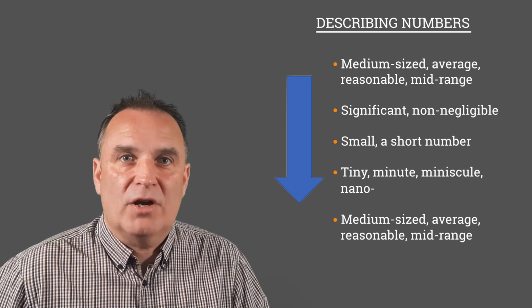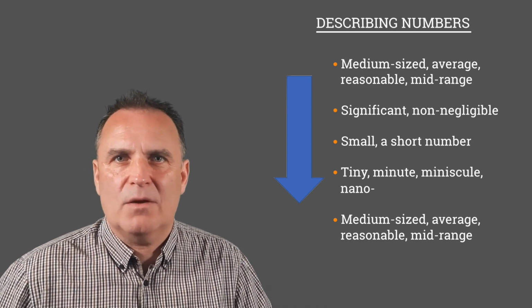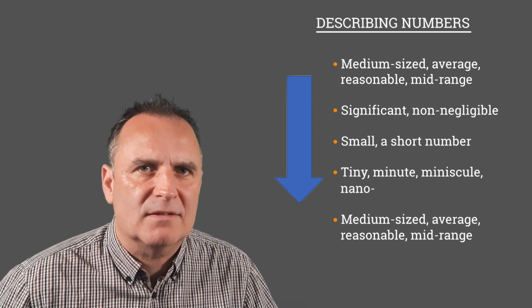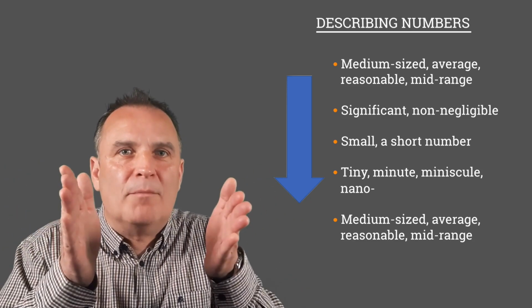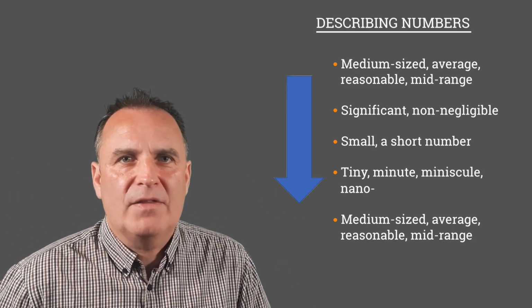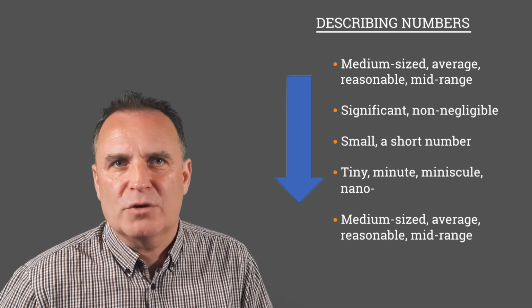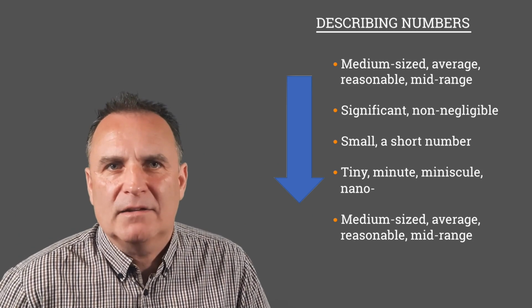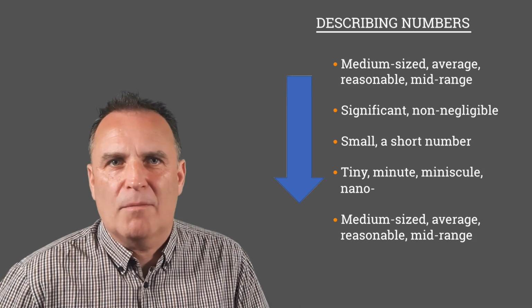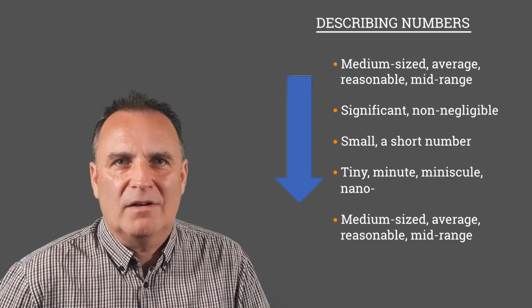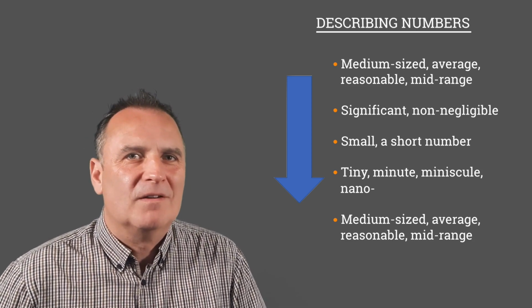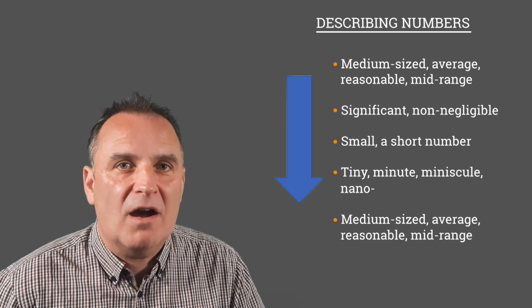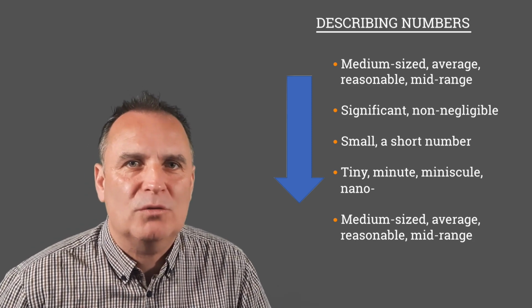If your accident record is a little better, then you could say, well, we had a small number of accidents. Maybe now we're talking about a short number. And then getting very small, we can talk about tiny. There was a tiny crowd. There was a minute number of people there. That sounds a little bit strange, but at the other end of the spectrum, we have tiny, minute, minuscule.